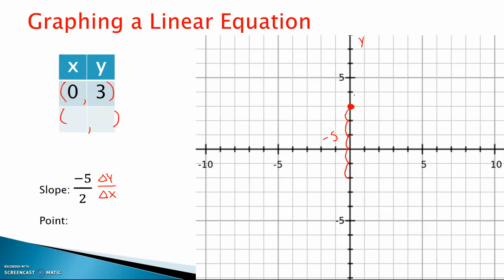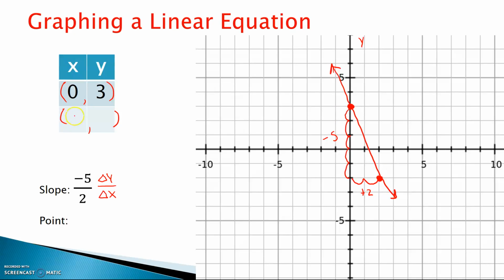Well, what about the x? Because it's positive, I'm going to go 1, 2, positive 2. Well, there's my second point, and I go ahead and draw my line, and there we have it. So there is my line. This is the expectation for today. If I was to give you a point and a slope, guys, can you go ahead and graph your line?